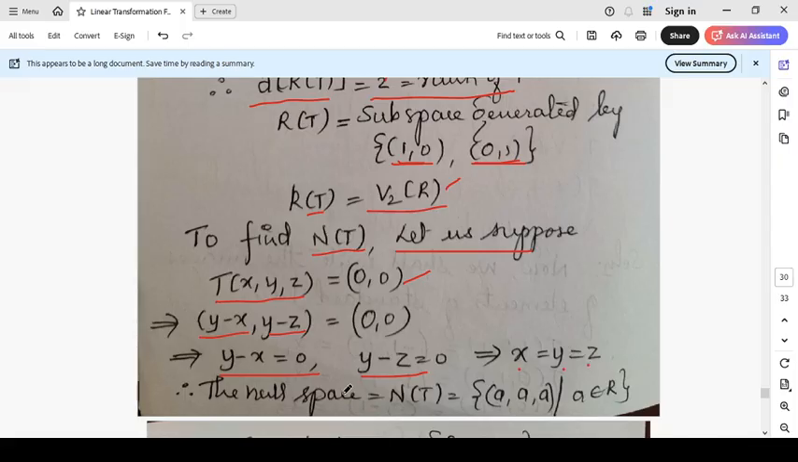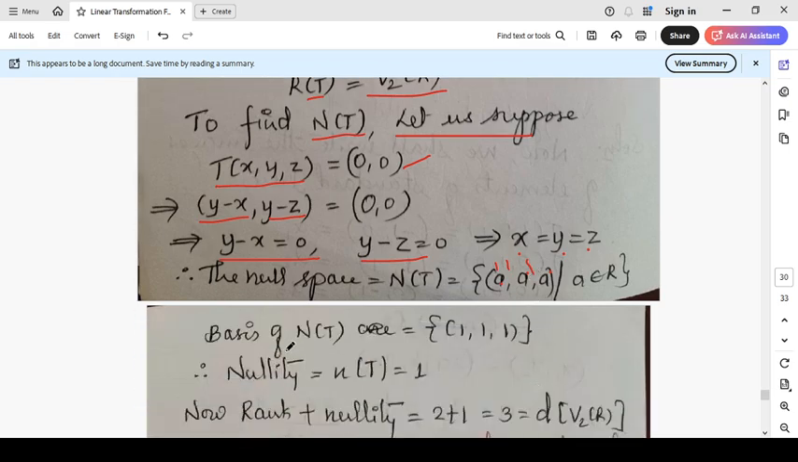Therefore the null space is equal to, I can write directly, a(1, 1, 1), where a belongs to R. So the basis of N(T) is (1, 1, 1). Nullity means what? The dimension of the null space, obviously we get 1, right? So how many elements are there?